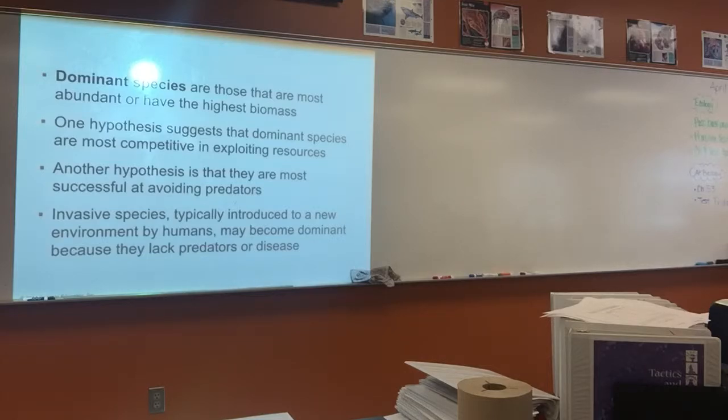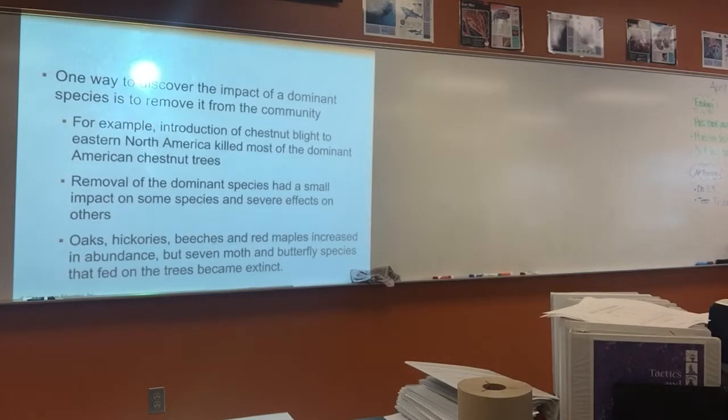One hypothesis suggests that dominant species are most competitive in exploiting resources. So they're the best at getting resources, that's why they're so abundant, and therefore are the dominant species. Another hypothesis is that they're most successful at avoiding predators, and so then they're able to survive and become more abundant. Invasive species, remember, which are transported usually by humans, may become dominant because of their lack of predators and so on. So they can take over an ecosystem, as we've talked about before. So how do we study the impact of the dominant species? So one way to discover the impact of a dominant species is to remove it from the community.